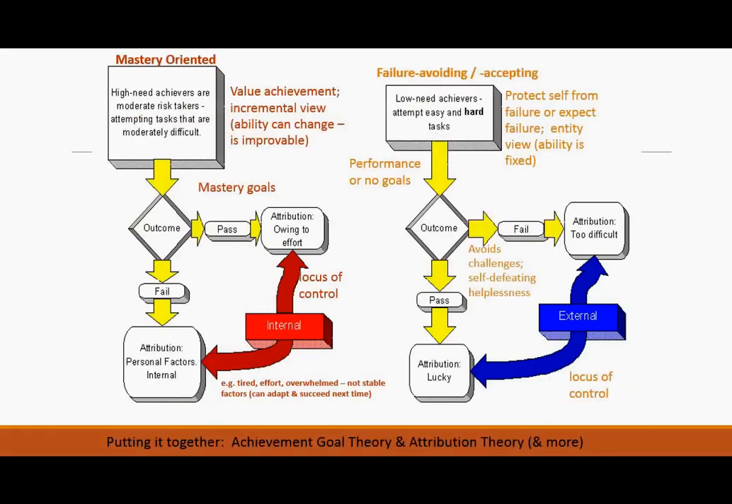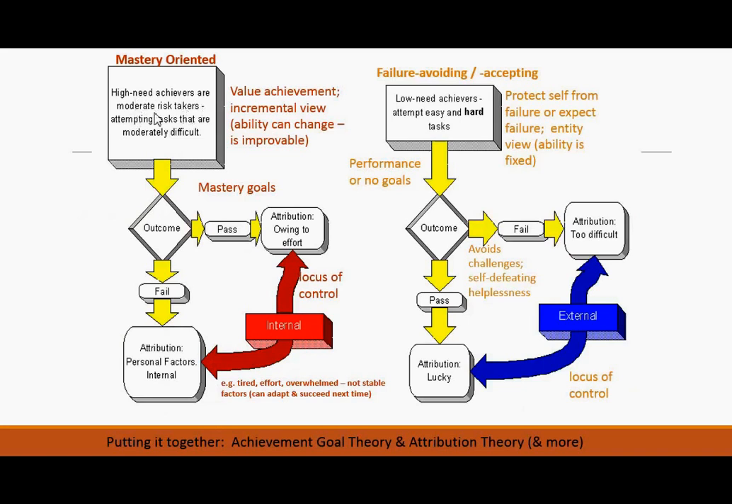A lot of information on this slide that is meant simply to put together, as it says, what we've seen on previous slides. Mastery-oriented. These are high-need achievers. And we see that people have different levels of need for achievement. That's actually a word that we use in our field. High need for achievement, NFA.